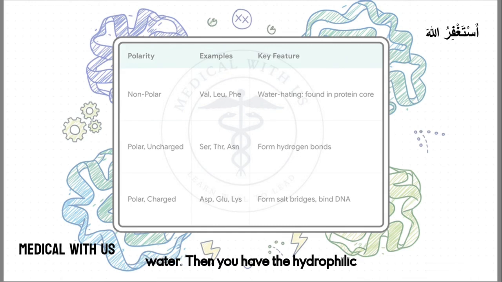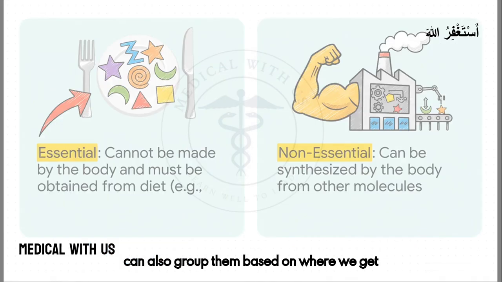Then you have the hydrophilic ones, the water lovers. They're the social butterflies, totally happy to be on the outside interacting with the watery environment all around them. We can also group them based on where we get them.